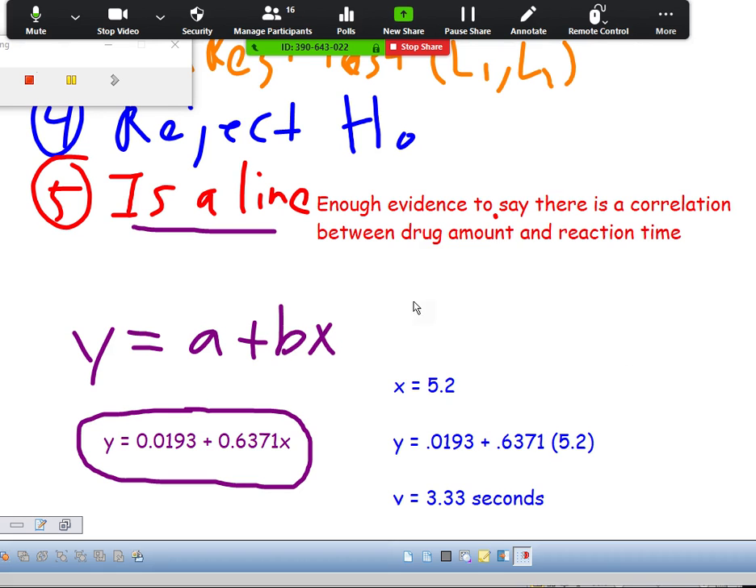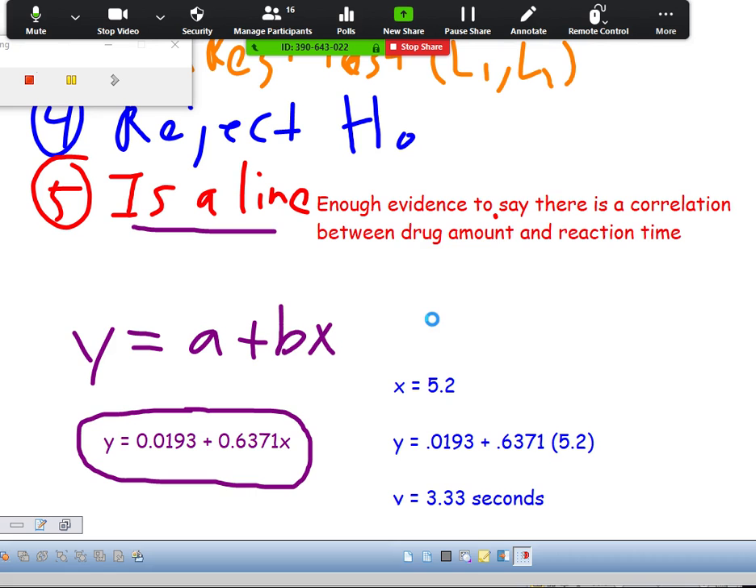Okay, and the last part, your regression line is going to be y equals a plus bx. You pull those numbers straight from your LinRegTTest. So your LinRegTTest gave an a of 0.0193 and a b of 0.6371. You need to have at least 3 sig figs. 4 is good, but this is fine like this. So this is your linear regression line.